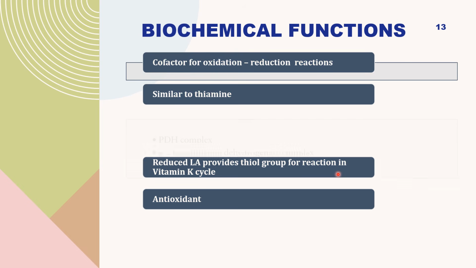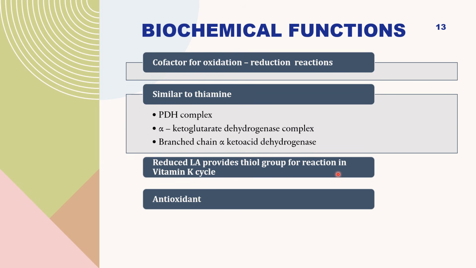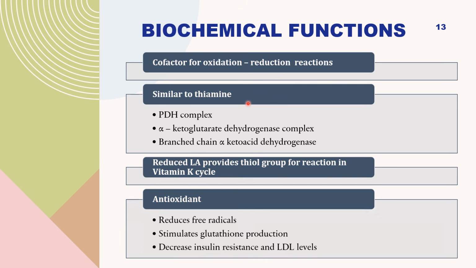So how is it similar to thiamine? It acts as a coenzyme for the pyruvate dehydrogenase enzyme complex, alpha-ketoglutarate dehydrogenase complex, and branched chain alpha-keto acid dehydrogenase. All these enzymes have thiamine as their coenzyme, and lipoic acid also acts as a coenzyme for these enzymes. And how is it a good antioxidant?